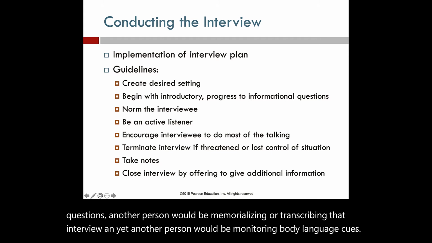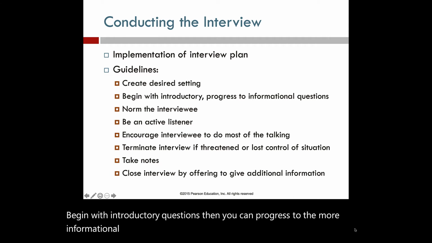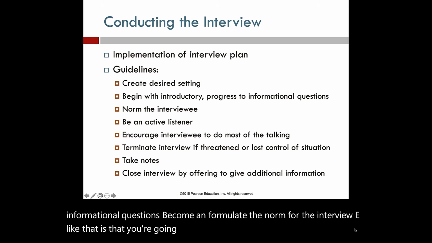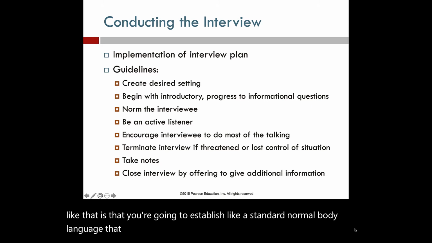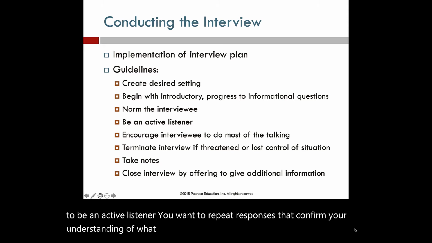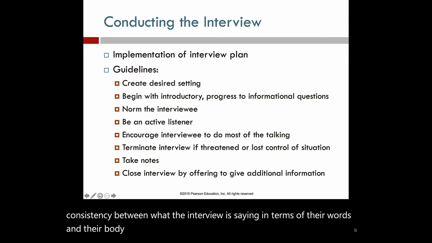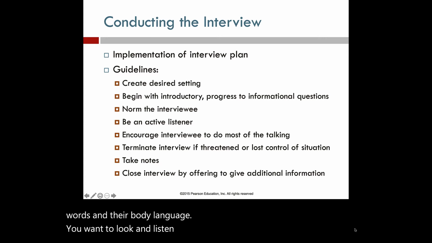Begin with introductory questions, then you can progress to the more informational questions. Formulate the norm for the interviewee. That is, you're going to establish a standard, normal body language that the interviewee possesses. Then as the interviewer, you want to be an active listener. You want to repeat responses that confirm your understanding of what the interviewee is saying. You want to evaluate the consistency between what the interviewee is saying in terms of their words and their body language. You want to look and listen for both verbal and nonverbal indicators of deception during the response time.